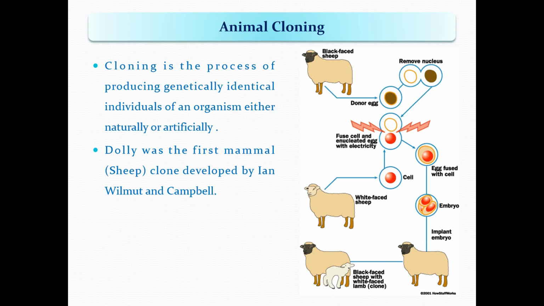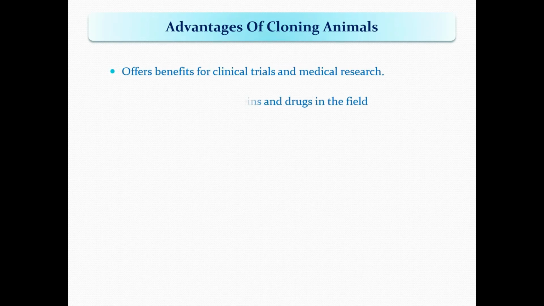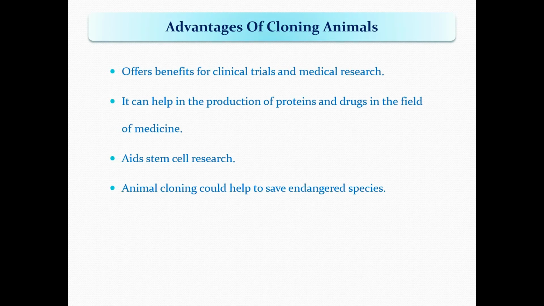Dolly was the first clone that was made from the somatic cell of an adult animal without the process of fertilization. What are the advantages of cloning animals? Cloning often benefits clinical trials and medical research. It helps in the production of proteins and drugs in the field of medicine. Cloning aids in stem cell research. Animal cloning also helps to save some endangered species.